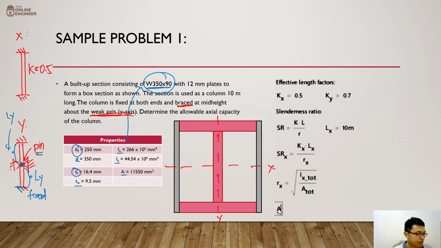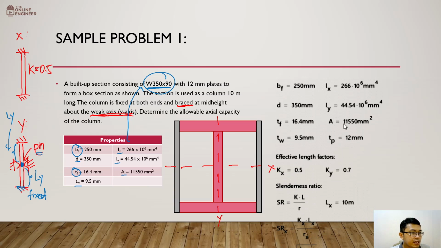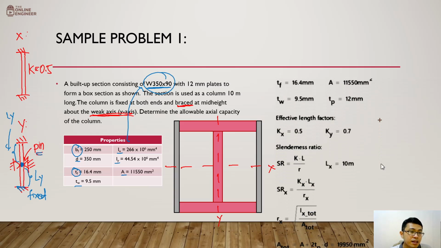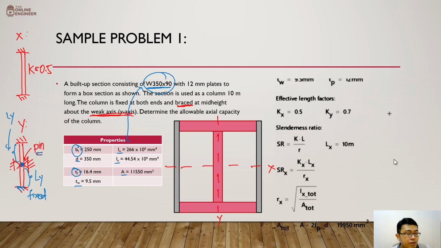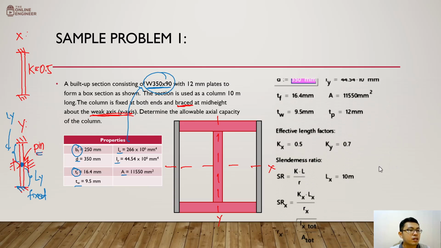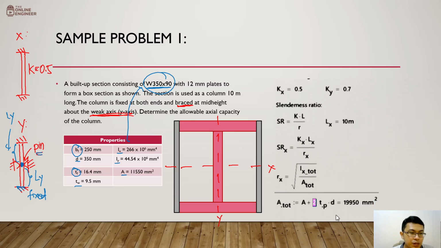Well, the easiest to consider first is the total area, and that will just be the area of our section that we have here plus 2 times the thickness of our plates times the depth. Let me just show here our answer in terms of mm squared. That would be 19,950. Once again, that's the area 11,550, which is given in our properties, and we have the thickness of our plate, that's 12 mm, and of course, the total depth of our section happens to be the total depth as well of our plate. So I have it multiplied by 2 because there are 2 plates on both sides of our steel section.